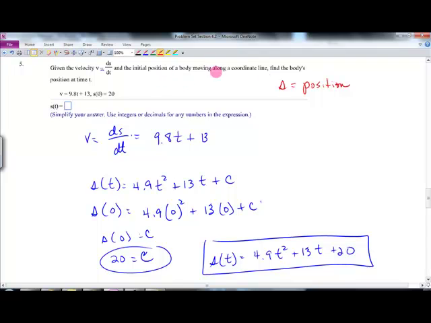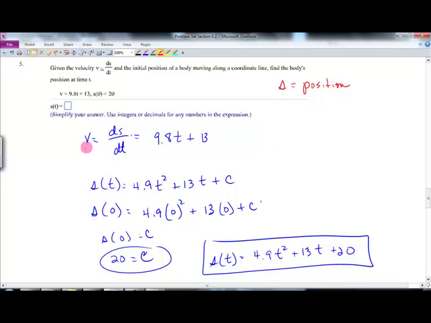And the initial, let's see, find the body's position at time t. Okay. So it's wanting us to go from knowing the velocity to knowing the position. For those of you that have had calculus before, you would know how to do that already, but we don't, and so we're not going to go there yet. That'll happen in chapter 5, but we can think through this.